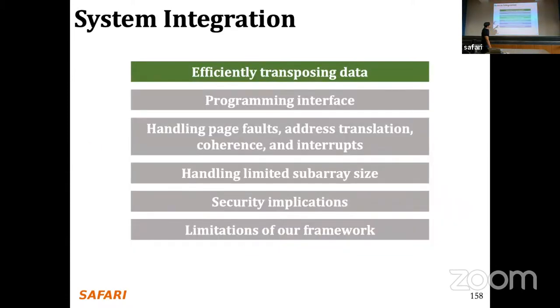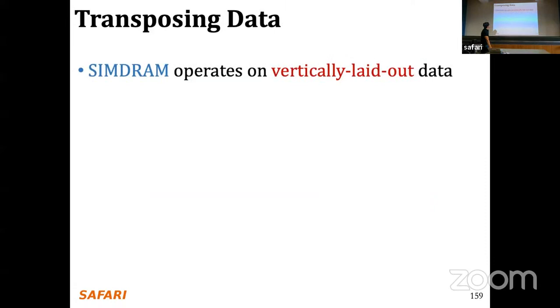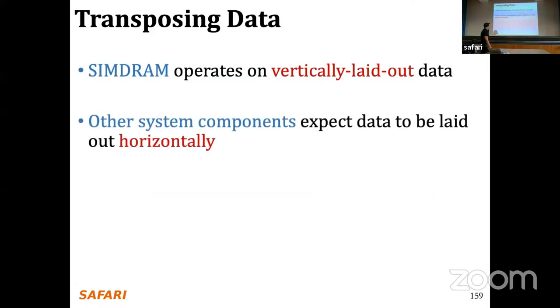Same as in the paper, you have many other things like end-to-end system implications that we need to deal with. One of them is the need for transposing data. As we said in the beginning, in normal DRAM, we usually place data in a horizontal way. If you have an entire word, the bits of this word will all be in the same row, right? Or if you have a cache line, the whole cache line will be in the same row, or maybe in different rows in different chips, but in a horizontal layout. In order to perform bit-serial computation using SIMD-ROM, we need to have the data vertically laid out, right? And the way of doing that is transposing the bits and placing them this way.